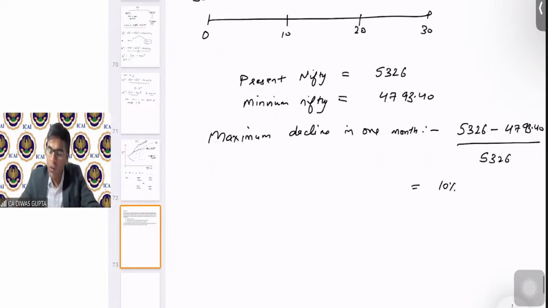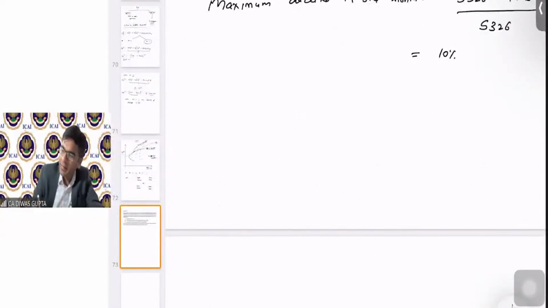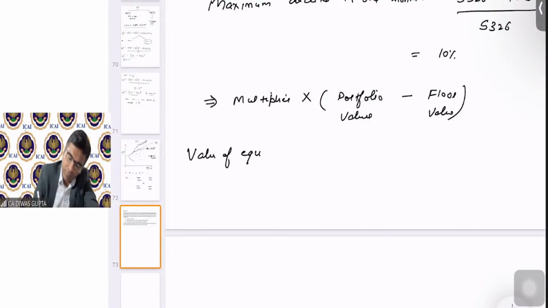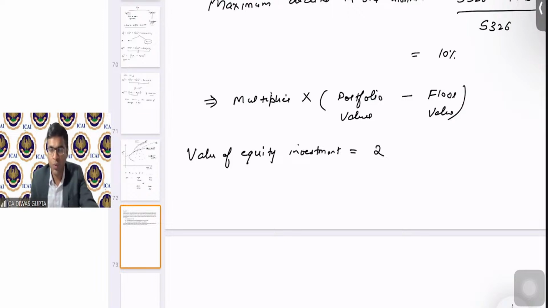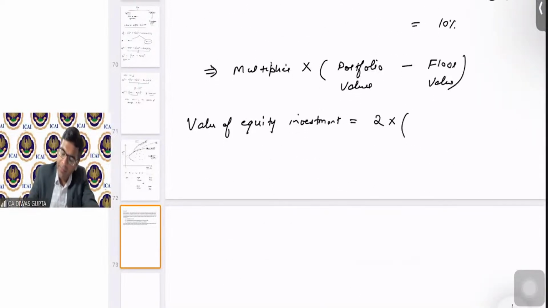Now, for making a portfolio as per constant proportion portfolio insurance, what we need to do is define this formula: multiplier multiplied by portfolio value minus floor value. So this will give us the value of equity that can be invested in a portfolio. Equity investment is equal to 2, because multiplier is 2, that is given in the question, multiplied by what is the portfolio value currently?